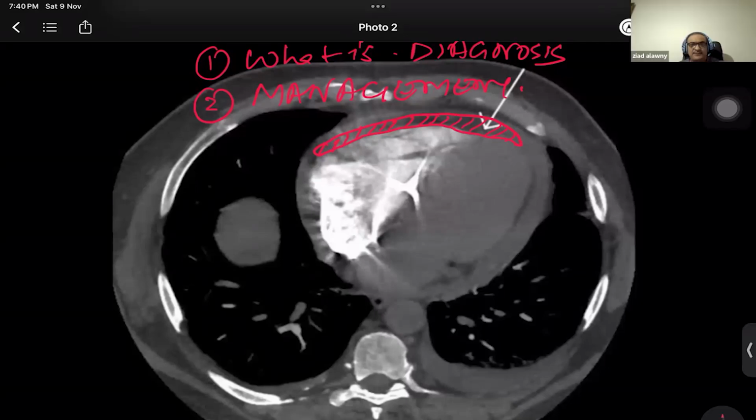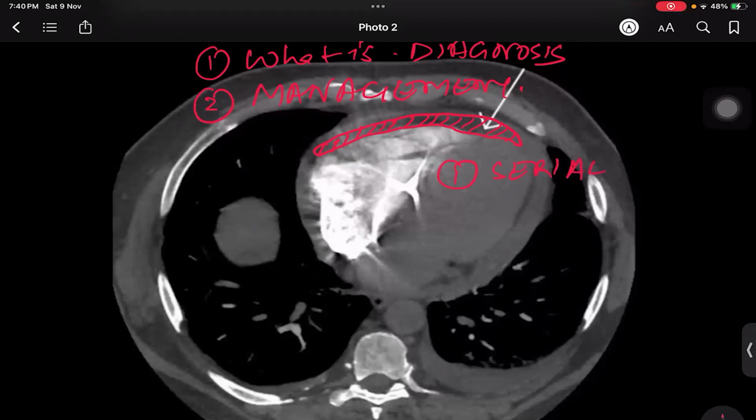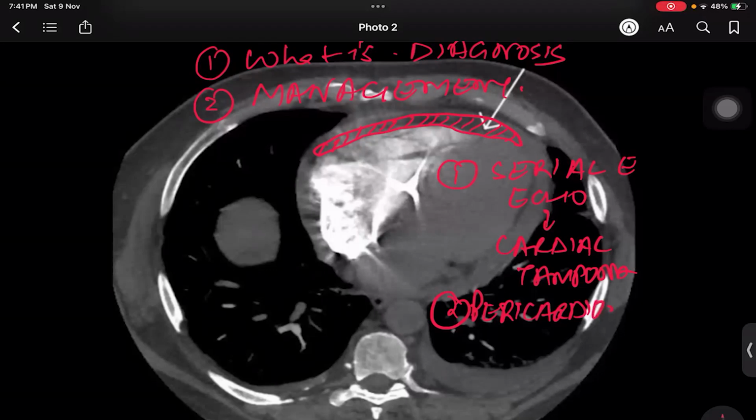So the number one is to do serial echocardiograms to rule out cardiac tamponade. And if tamponade does occur, you will do pericardiocentesis. It should ideally stop on its own, because the right ventricle doesn't have enough muscle on it. So it usually stops and heals, but eventually you will need a CTVS team to look into the matter. Is that okay? Yes, sir.